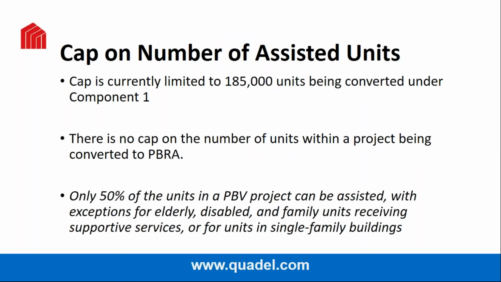Cap on the number of units authorized to convert. We discussed initially that was 60,000 units for Component 1, which has been lifted up to 185,000 units now under current legislation. Unlike conversion under RAD-PBV, where only 50% of the units within a project can be converted, and there are some exceptions to that rule, there is no cap on the number of assisted units within a project to convert under RAD-PBRA. So this is a really good thing for PHAs and owners to be aware of. It provides greater flexibility and does not restrict the number of units allowed to convert.